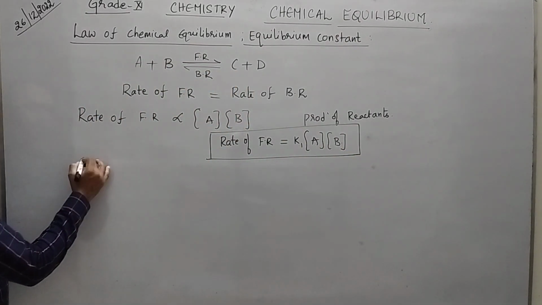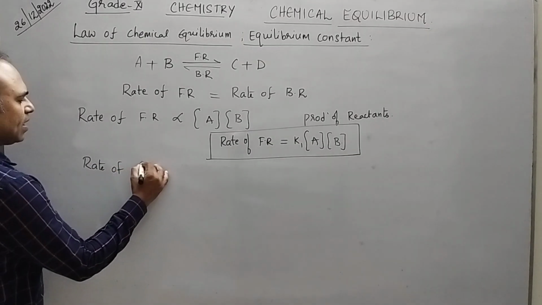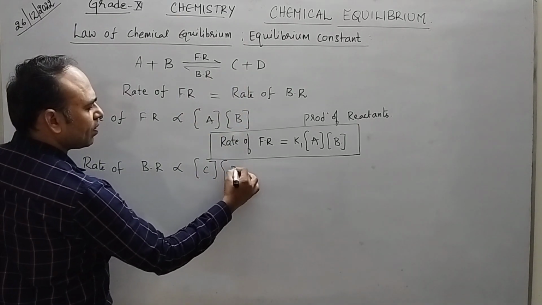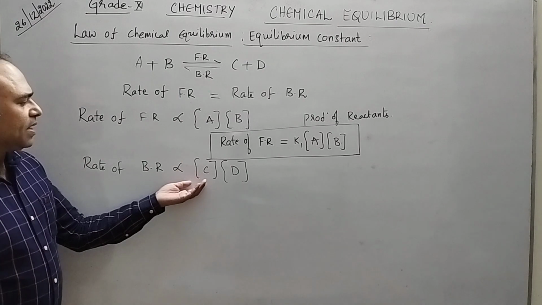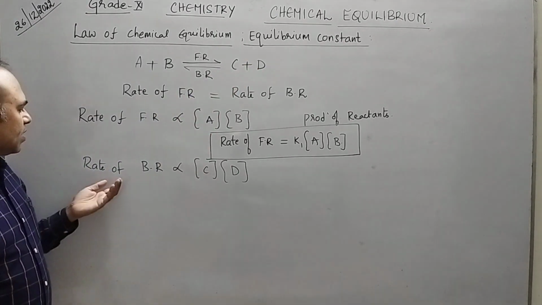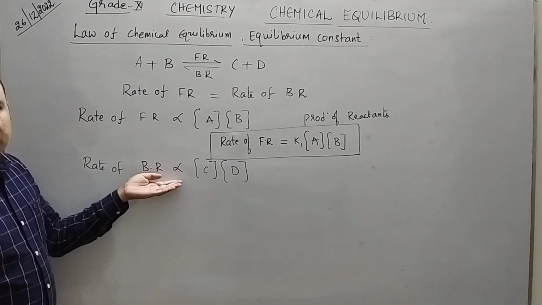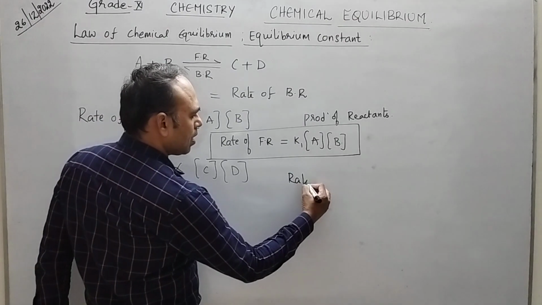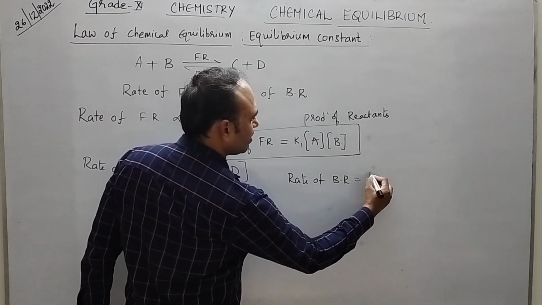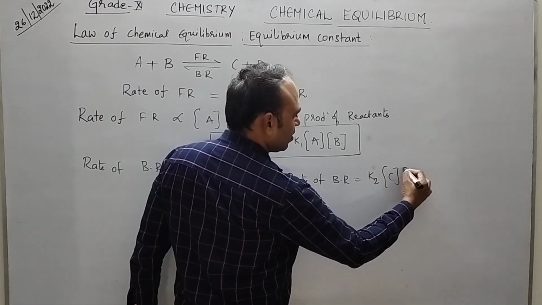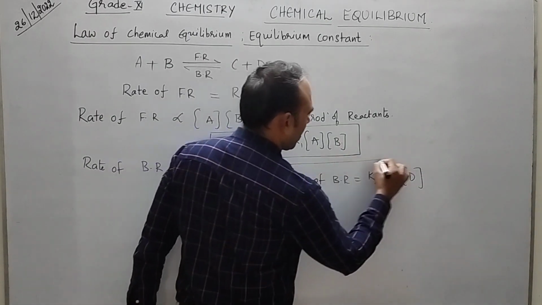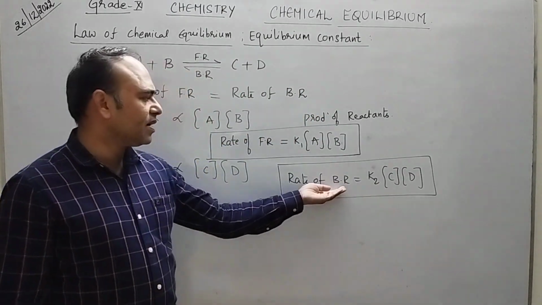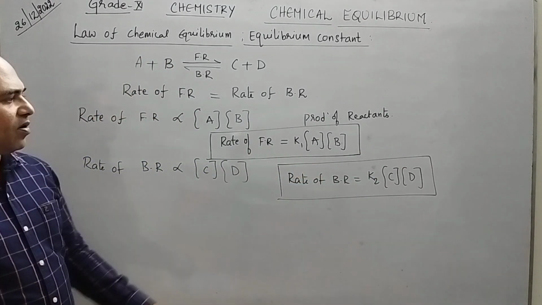Now if you consider the rate of backward reaction, it is again directly proportional to the concentration of the products. That means if you multiply concentration of C into concentration of D, you can say that the rate of backward reaction is directly proportional to this. Now to remove the proportionality symbol, again we can write: rate of backward reaction is equal to K2 into concentration of C into concentration of D. This is our second equation. Here K2 is the equilibrium constant for the backward reaction, and K1 is the equilibrium constant for the forward reaction.